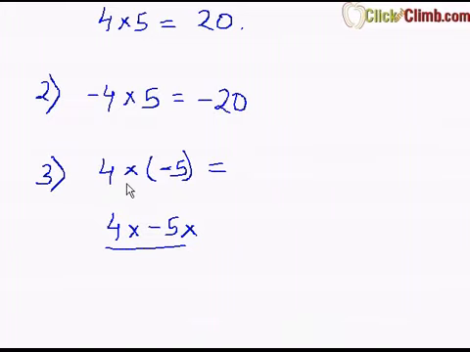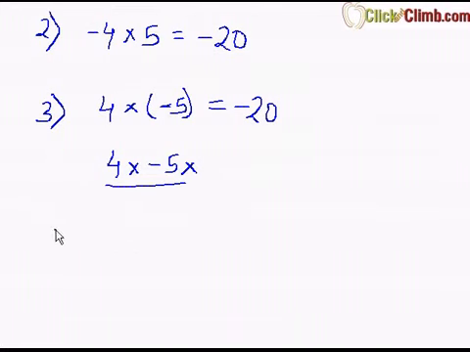Now again we first multiply the numbers. So we multiply 4 times 5, we get 20. Now we multiply the signs. 4 is positive and 5 is negative, and positive times negative is the same as negative times positive, and the answer is negative. So 4 times negative 5 is negative 20.